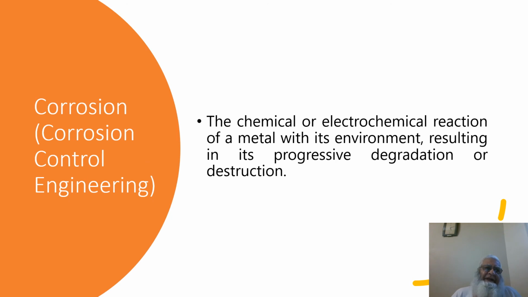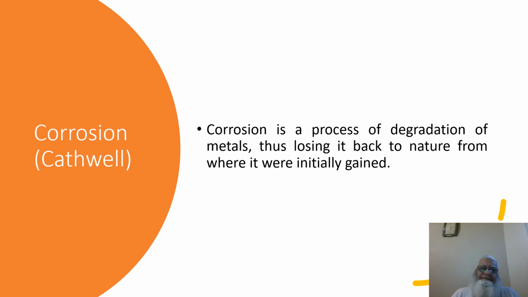This definition is taken from Corrosion Control Engineering, which states corrosion is the chemical or electrochemical reaction of a metal with its environment, resulting in its progressive degradation or destruction. This definition comes from Cathwell, which states corrosion is the process of degradation of metals, thus losing it back to nature from where it was initially gained.